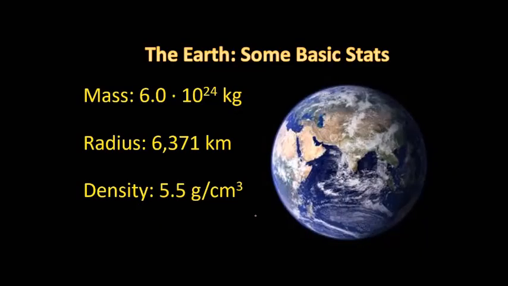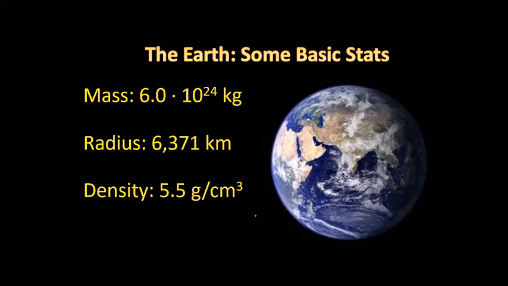Just some basic stats about the Earth. The mass is 6 times 10 to the 24th power kilograms. The radius is about 6,400 kilometers, so you'd have to drill down 6,400 kilometers to get to the center of the Earth. That puts the core mantle boundary at about 2,900 kilometers, so you'd have to drill down 2,900 kilometers to get to the core.